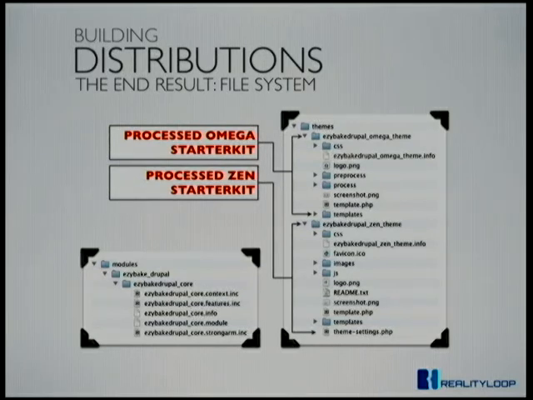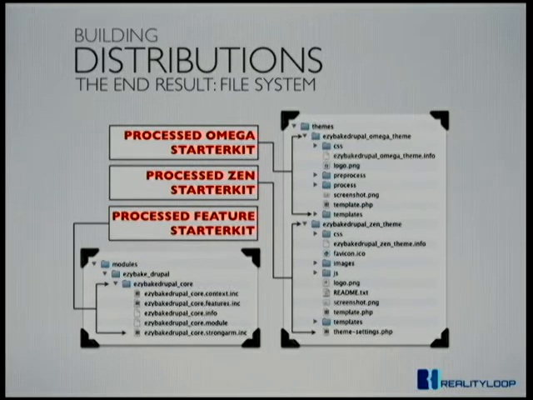I have a processed Zen starter kit ready to go. So if I happen to be using Zen instead, I can just start making adjustments to the CSS. That's it, easy. And my processed feature starter kit is already installed, already doing what it needs to do. It's that simple.